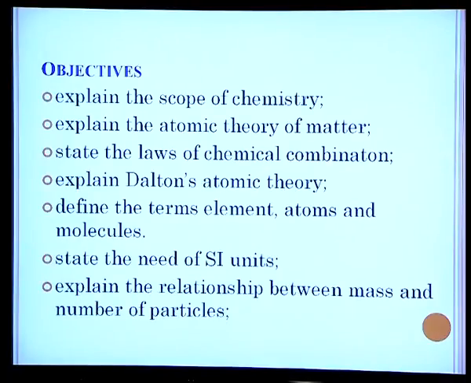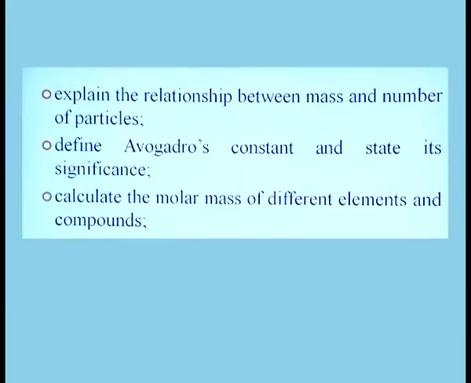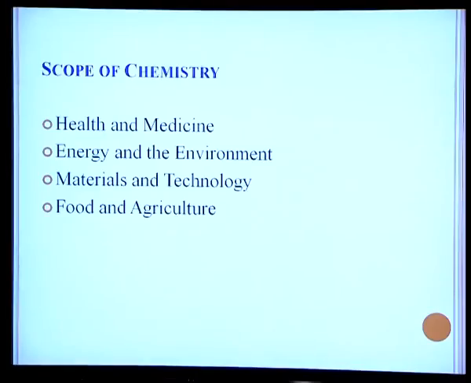So in this lesson, you will be able to explain the scope of chemistry, explain the atomic theory of matter, state the laws of chemical combination, explain Dalton's atomic theory, define the terms element, atoms and molecules, state the need of SI units, explain the relationship between mass and number of particles, define Avogadro constant and state its significance, and calculate the molar mass of different elements and compounds. Now first of all, scope of chemistry.